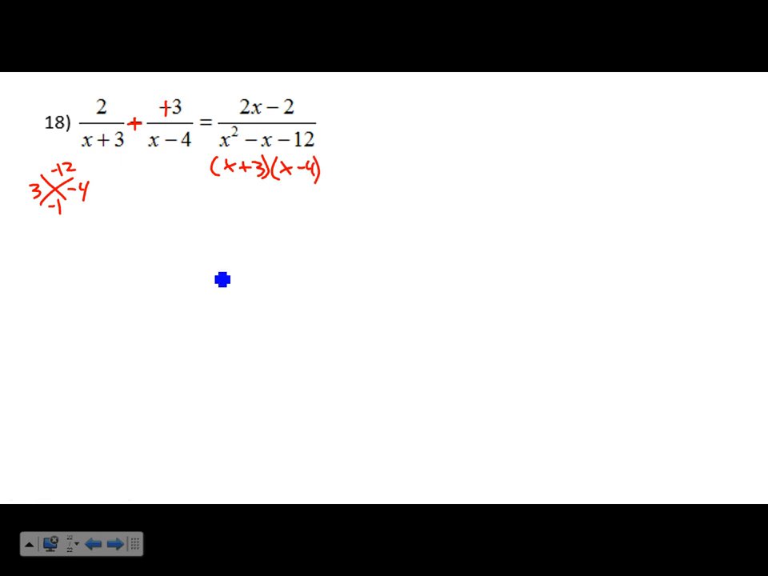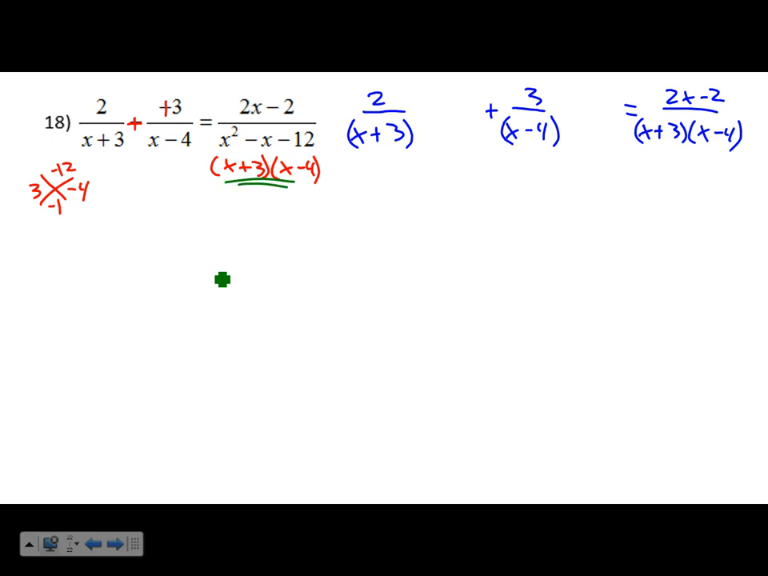And again, I'm going to rewrite this. I think that's easier. X plus 3, then we have plus 3 over x minus 4 is equal to 2x minus 2 over x plus 3 times x minus 4. I think rewriting is nice because it gives you extra room, and like I said, since we factored that, it's kind of nice to write that in there.